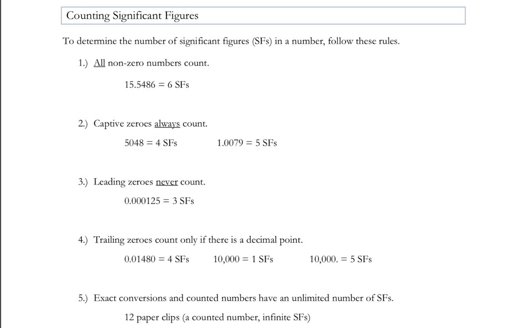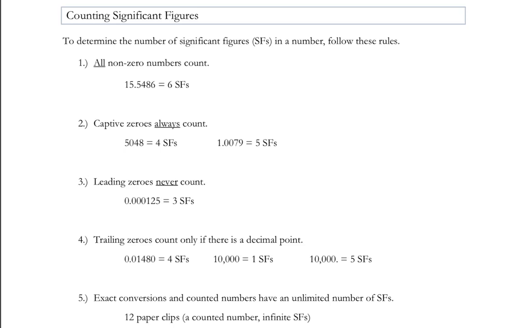So a quick reminder, when looking at a number and deciding how many sig figs it contains, all non-zero numbers count. Rule 1. Rule 2, captive zeros always count. Those are zeros between non-zero numbers. Number 3, leading zeros never count. Those are placeholders. They are letting us know how small the number is. Trailing zeros count only if there is a decimal point.